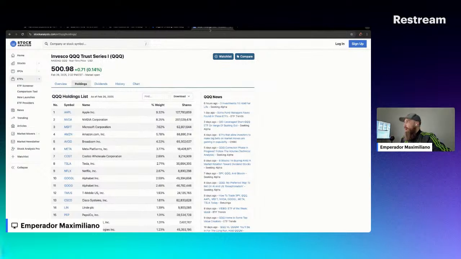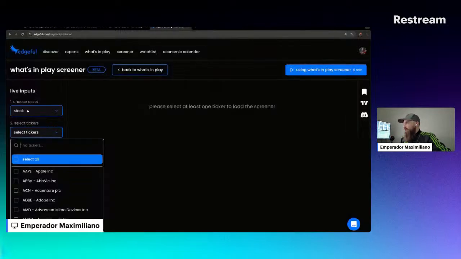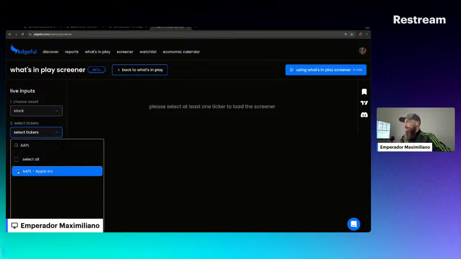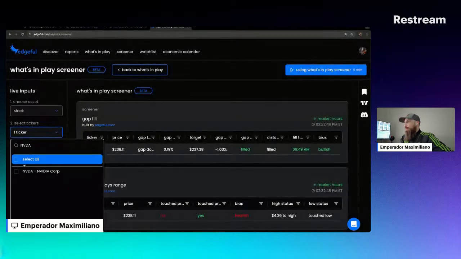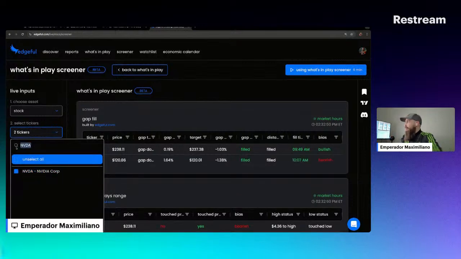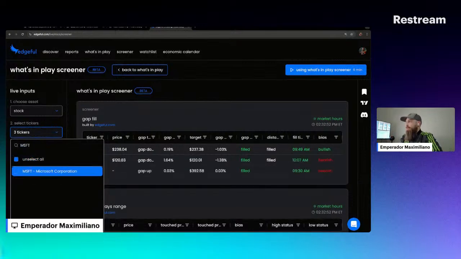So what I'm going to do is I'm going to build this out, right? So let me come over here, get that off my screen, and I'm on stocks, of course, here on the screener tool right here. This Edgeful.com screener tool. It's included for everyone. And I'm going to start putting in these tickers. So I'm going to put in Apple, AAPL. Boom. There it is. It's popping up already. I'm going to put in Nvidia. Boom. Got Nvidia on here. Microsoft.